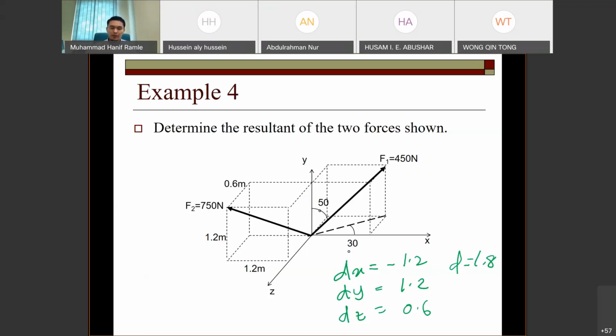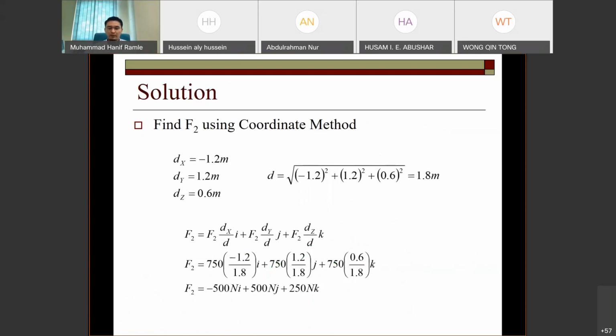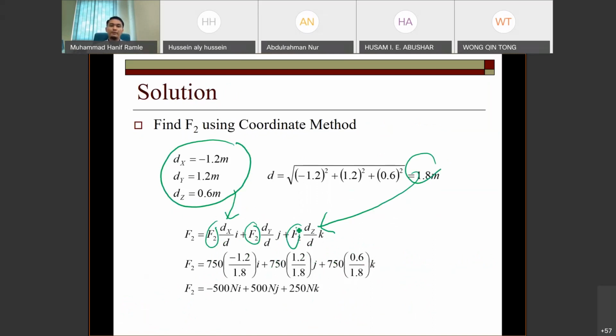All right. So you have to substitute the value into this equation, dx over d for i, and so on. Substitute the value into this equation. Since F we already know, then you will get the answer of F2 in terms of IJK form.